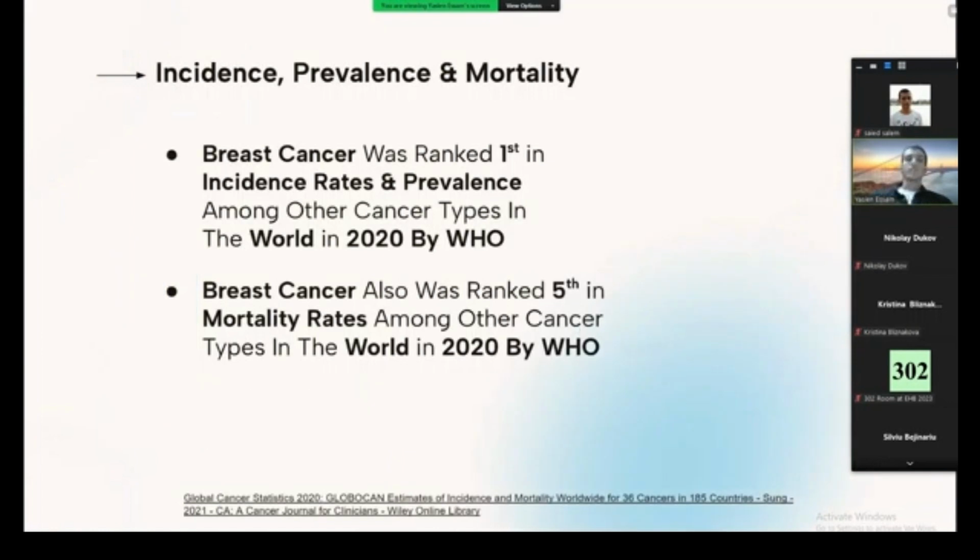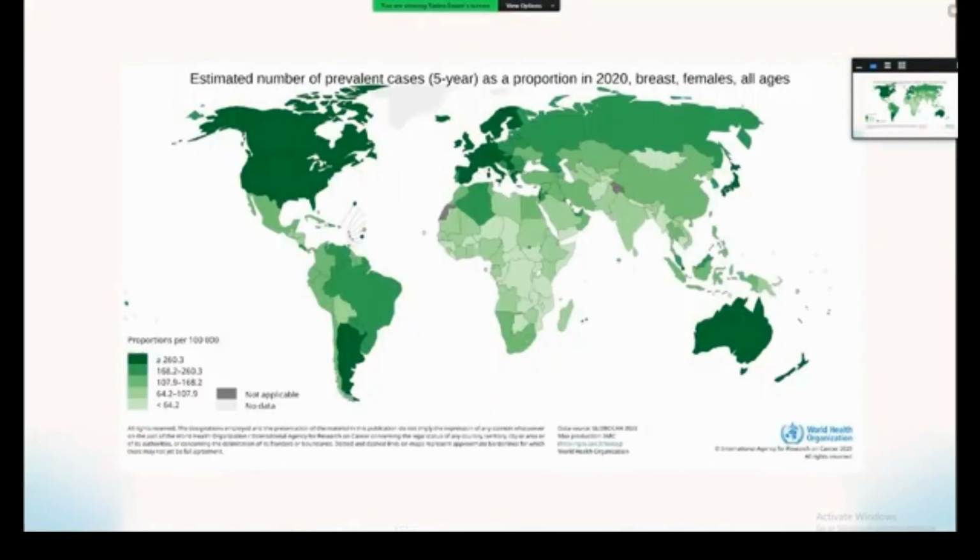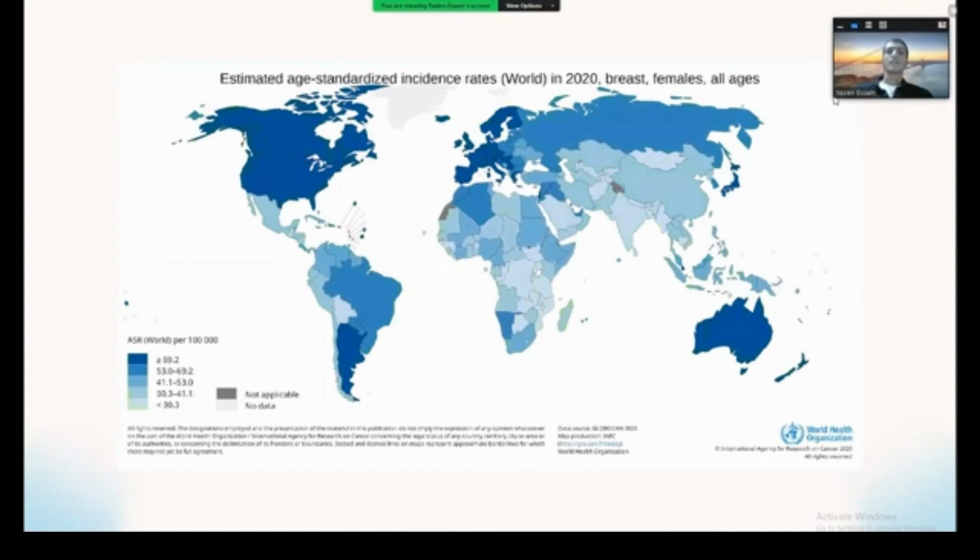Breast cancer was ranked first in incidence rate and prevalence among other cancer types in the world in 2020. Also, it was ranked fifth in mortality rate. This graph shows that the prevalent cases are high in developed countries. Also, the incidence rates are very high in developed countries.